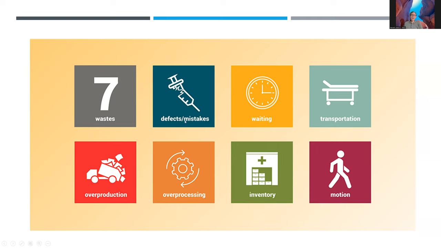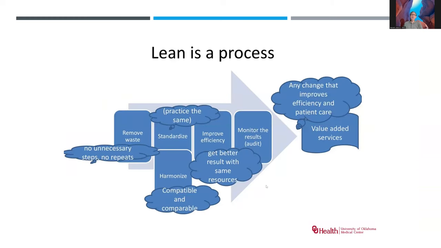Defects or mistakes, did the wrong assay or the wrong test, waiting for results, carrying things to the next instrument, or carrying things from one laboratory to the next, or from one hospital to the next, and so forth. Producing too much, you know, running too many QCs, or overprocessing a sample, having to centrifuge it five times or whatever, rather than just doing it once and doing it right. Holding too much inventory, we mentioned that's a portion of waste, and needless motion, either of people or whatever. But this is really a process. To become a lean laboratory requires that you begin targeting these wastes and removing them.